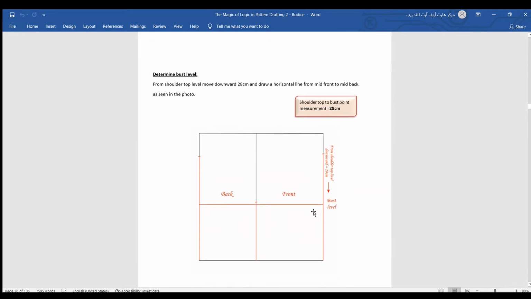Now we have to determine the level of the circumferences. So we have to determine the bust circumference level. From the shoulder top level, we measured the length to the bust point, which measured 28 centimeters. Since this is the shoulder level, we go down 28 centimeters and draw a horizontal line, 28 centimeters below the shoulder level. This horizontal line represents the bust circumference level.